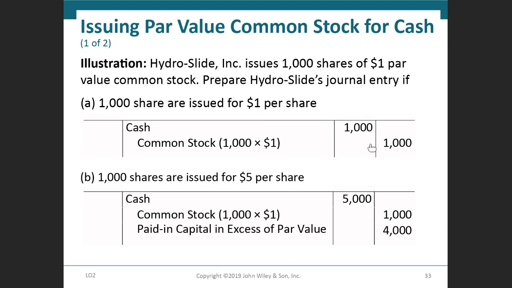If the company sells for an amount greater than the par value, then the entry is as follows. This is 5,000. So you have common stock 1,000, and the extra 5,000 is recorded in an account that is called paid-in capital in excess of par value. Right? You can imagine almost all the time the stocks are sold for more than the par value. Okay?